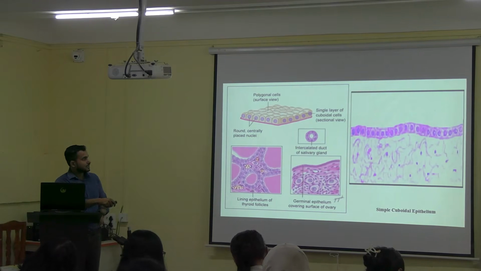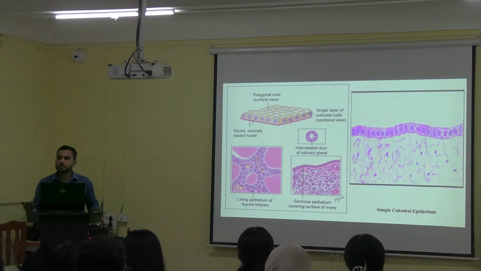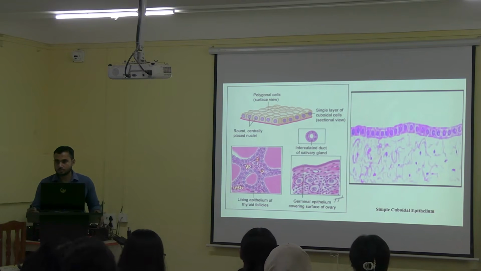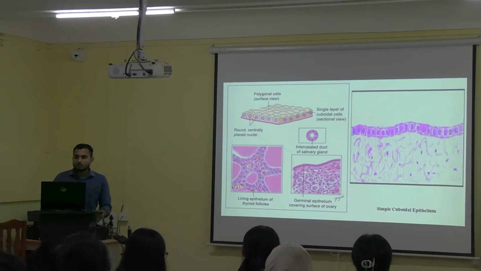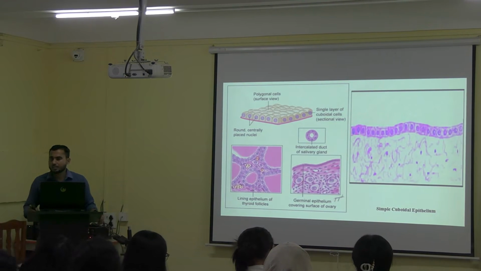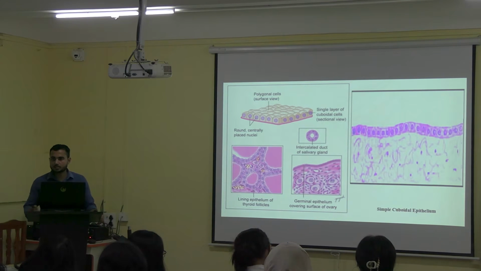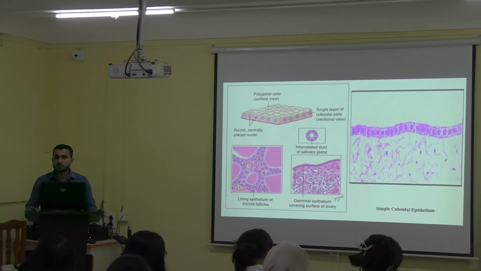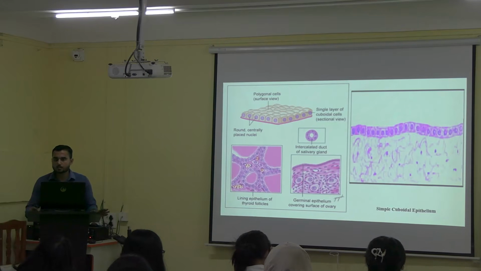And this is the original image, meaning when you see the simple cuboidal epithelium under the microscope at high power, it will appear like this. Whatever you see in the schematic diagram and the actual image, there is a lot of difference. It's not that simple. Look at how it appears here, looking very nice, and see this one. So a lot of differences are there. Unless and until you see under the microscope, you will not understand.